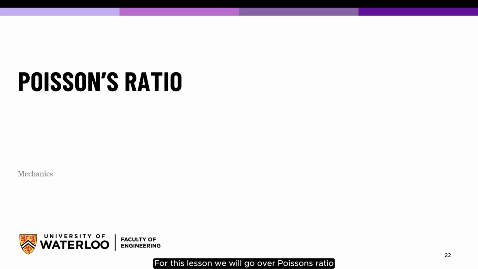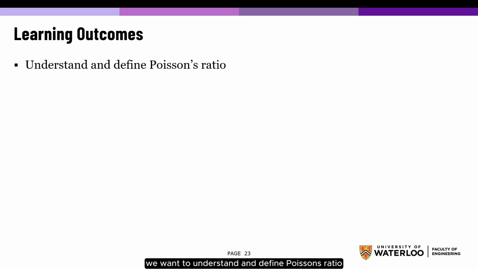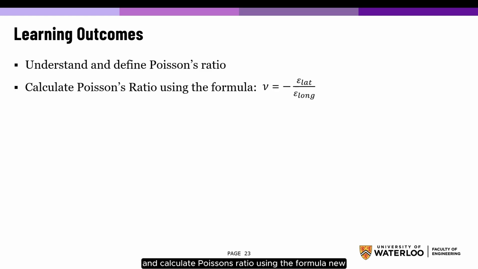For this lesson, we will go over Poisson's ratio. Let's look at some of the learning outcomes. We want to understand and define Poisson's ratio and calculate Poisson's ratio using the formula nu is equal to the negative strain lateral over strain longitudinal.